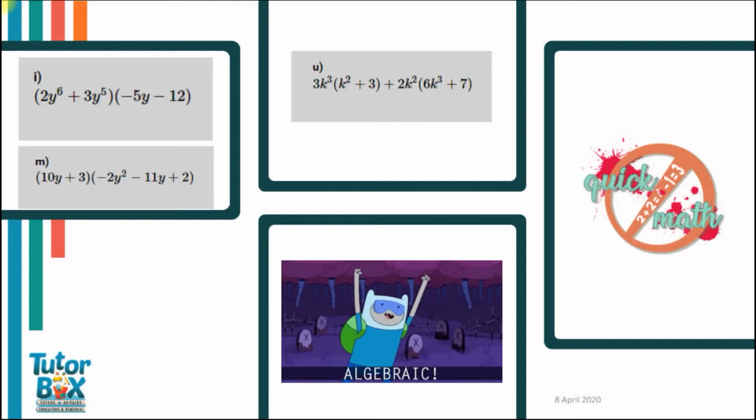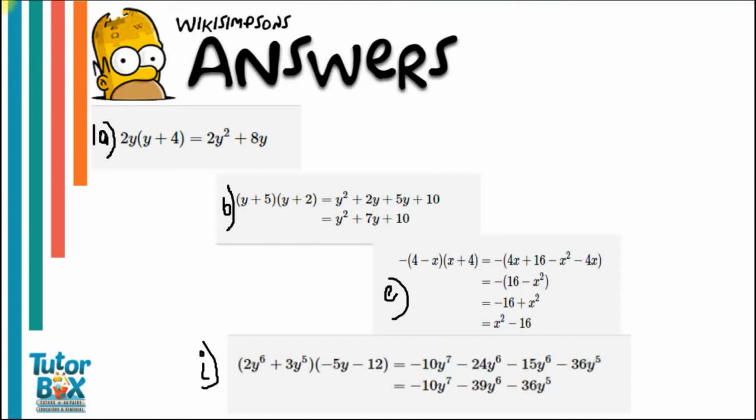Okay, let's see how far you guys got. Okay, so here are the answers. For the first one, we have 2y bracket y plus 4 is equal to 2y squared plus 8y. Basically what we did here is we have 2y times the y, which is 2y squared, 2y times the 4, which is 8y.